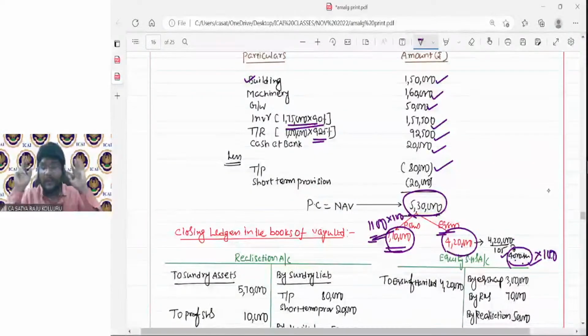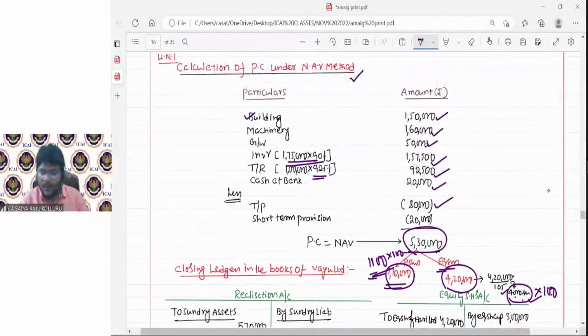In the books of the purchasing company, I am telling. And one more thing, PC is under the NAV method, so no capital reserve, no goodwill. No need to think about that. That means in the books of the purchasing company, the accounting treatment is: debit business purchase to the liquidator of the selling company at 5,30,000, incorporate all these assets as well as all these liabilities, and cancel the business purchase. Then make payment to the liquidator of the selling company for 5,30,000: to preference share capital 1,10,000, to equity share capital 4 lakhs, to securities premium 20,000. Entries in the books of the purchasing company are over.